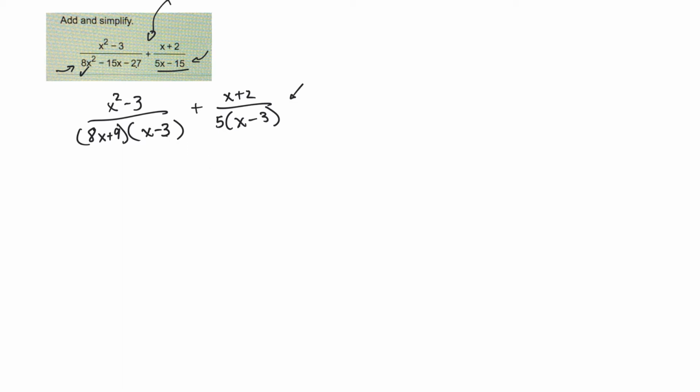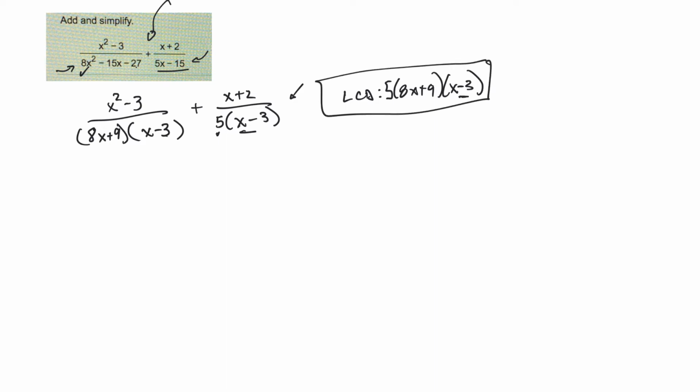All right, so now I need to find the lowest common denominator. The lowest common denominator is going to have to include an 8x plus 9 and an x minus 3. And then here it needs a 5, so put a 5 there too. And then x minus 3 I already have. So this would be my lowest common denominator. So I need to change each one of them to be like that.